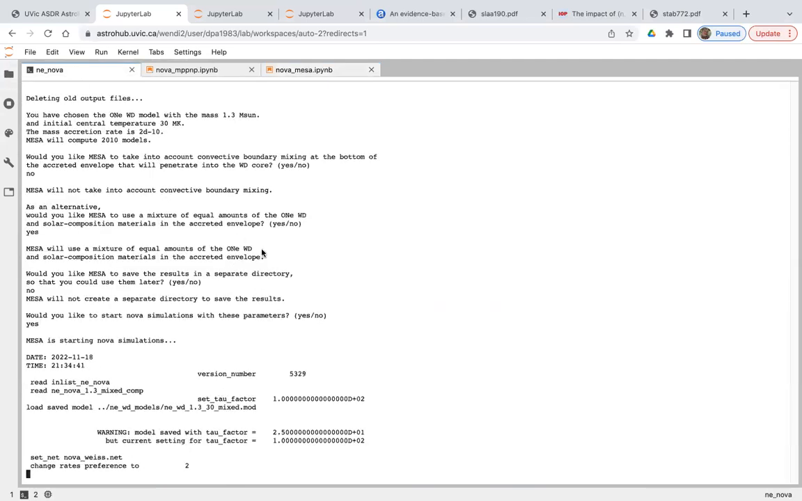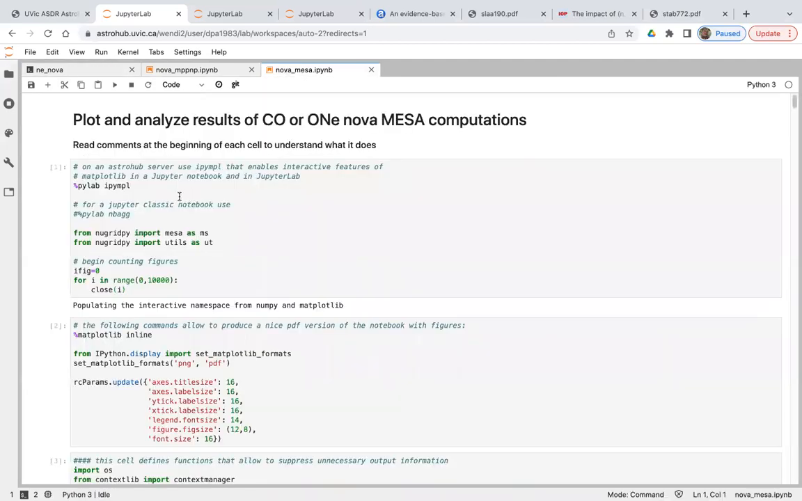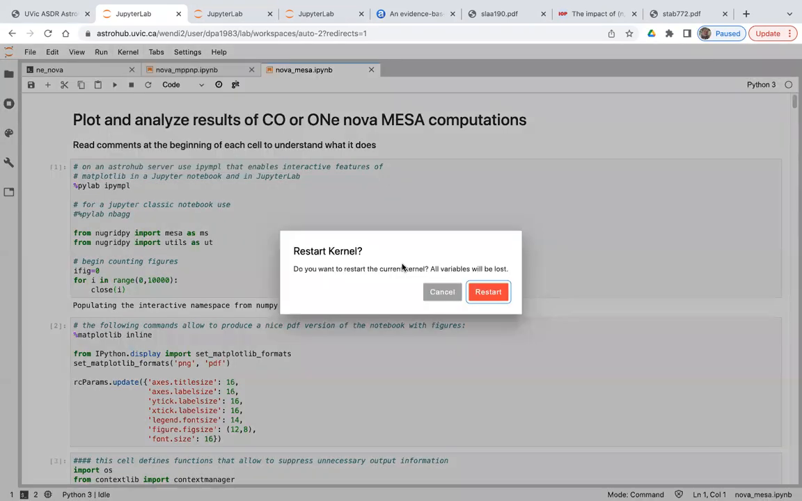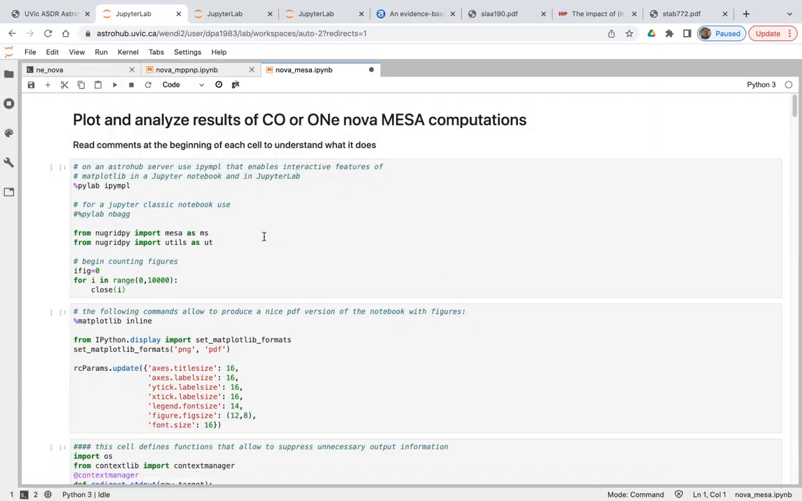Unfortunately, it's relatively slow. So it might take a few hours, but I will show you later how it will proceed. Now I go to Nova MESA. Okay, and now I'm going to clean this notebook. Okay, now I'm going to execute the cells.